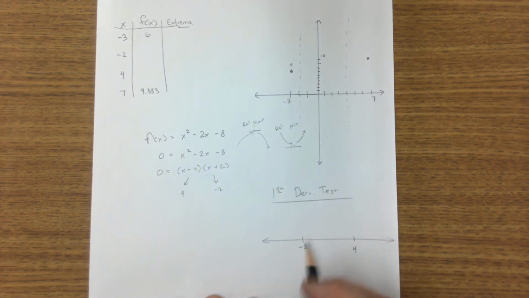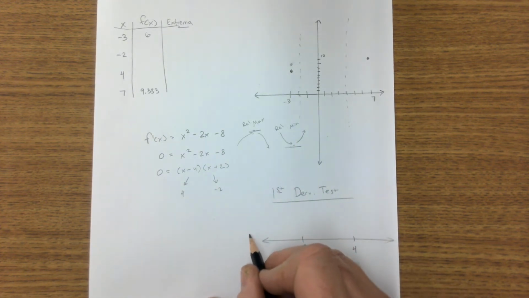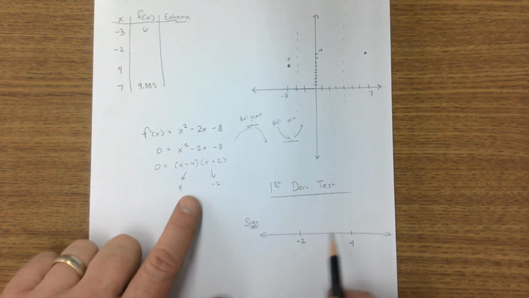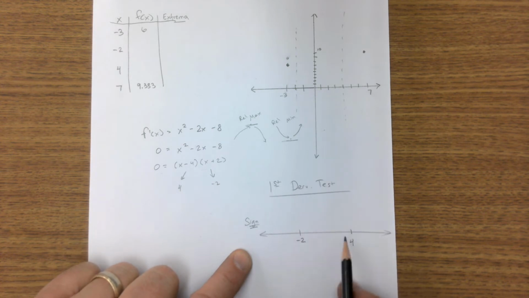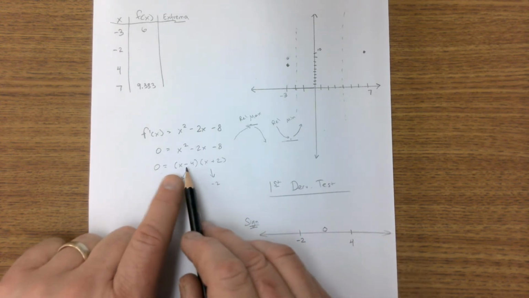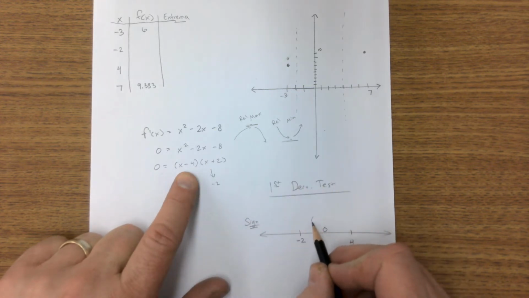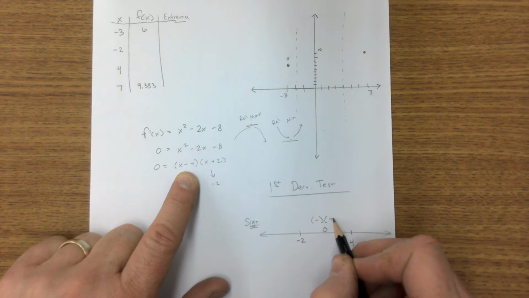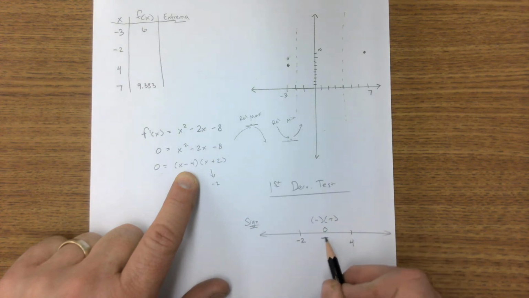Well, let's figure out what the sign is. This is the sign of the first derivative. Let's do this middle section here. If I pick a number in here, let's say I pick 0, and I put a 0 here, that's going to be a negative number. And I put a 0 there, and that's going to be a positive number. And a negative times a positive is a negative.